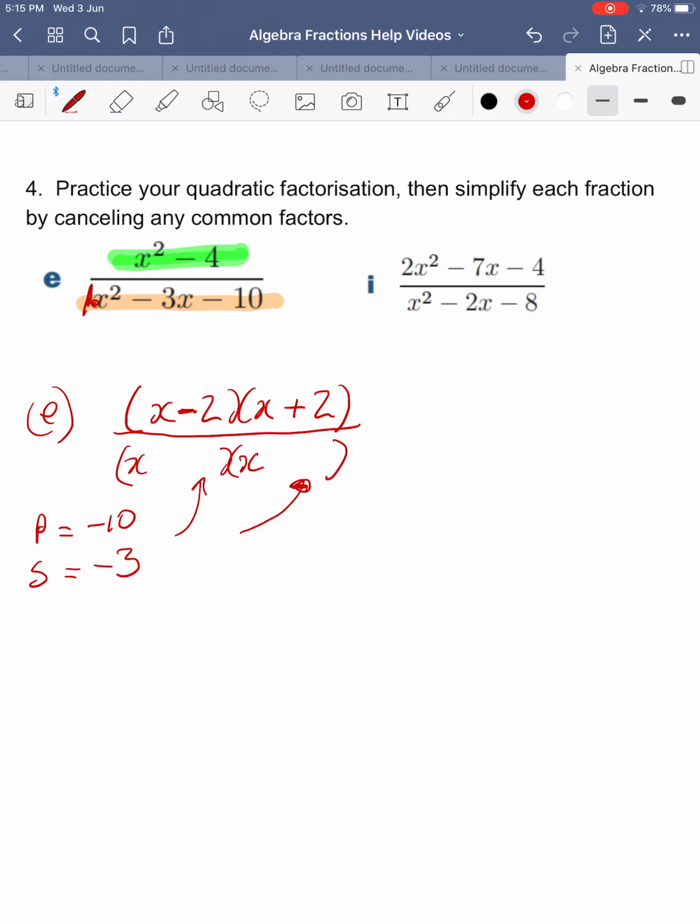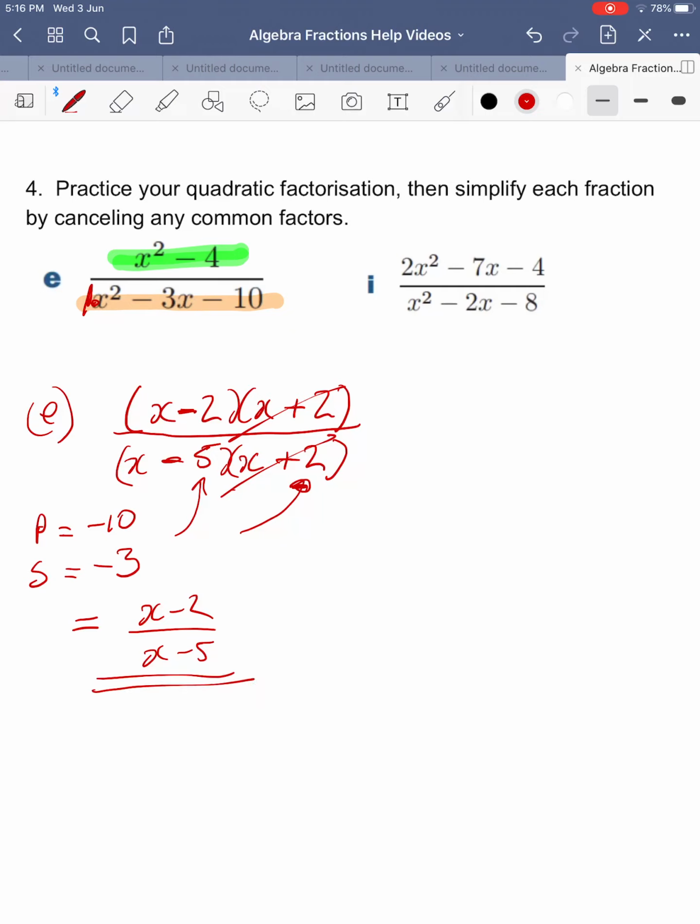So 5 times 2 is 10. The difference in 5 and 2 you can get 3, so I think it's negative 5 and positive 2. And when we do that, you can see that the common factor is x plus 2. So the answer is x minus 2 over x minus 5. And you know by now that we can't just cancel the x because the x is not a factor. The final answer is given there.